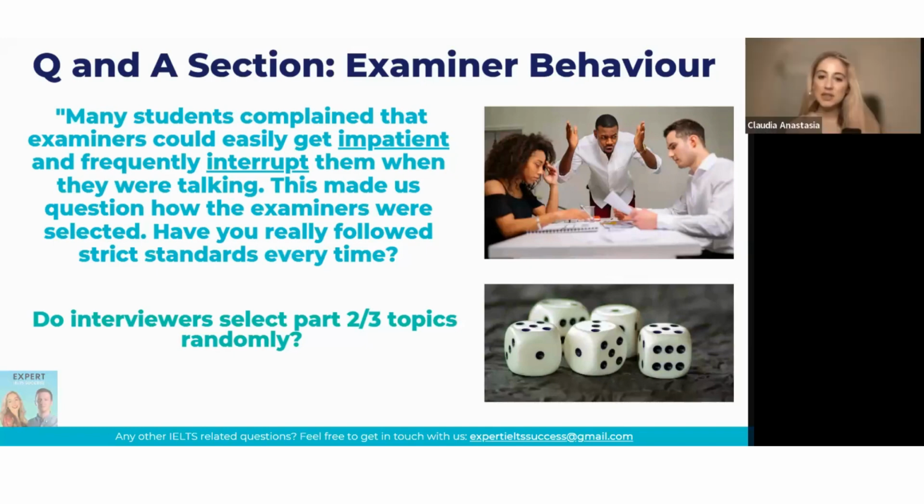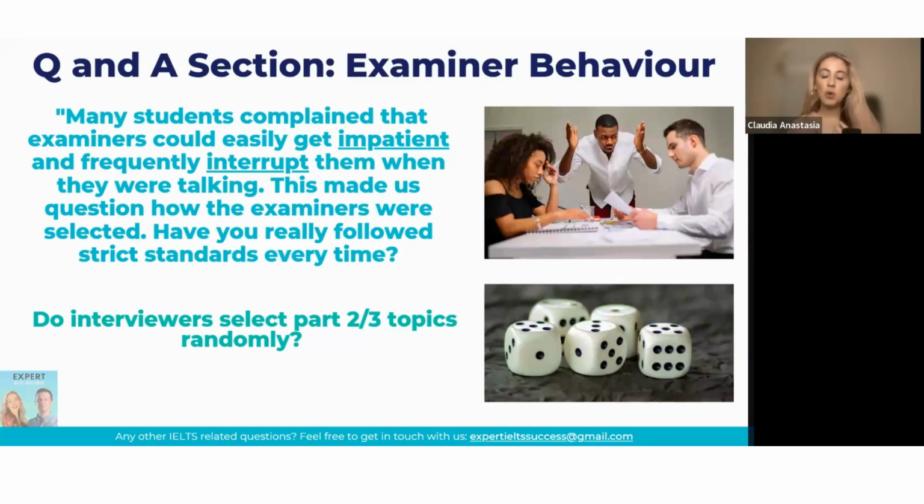Yeah, so simply put, the examiner is just doing their job. They have a time limit and they have a set of questions that they need to stick to. The only time they're flexible with their script is in part 3, but they're never flexible with the time. They have to stick to that time, and they will get into trouble if they don't.